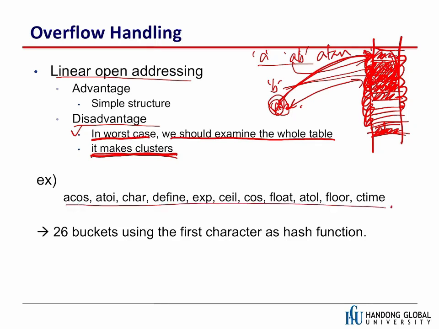There is an example here. If you insert this one into 26 buckets with one slot, you can see what's happening here.